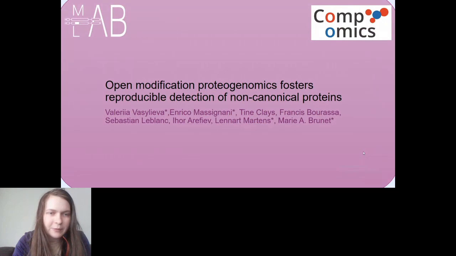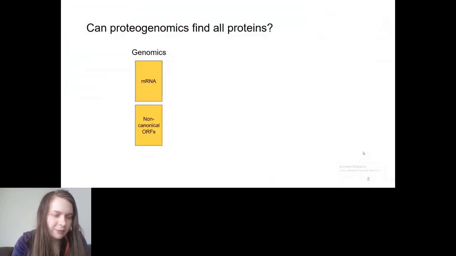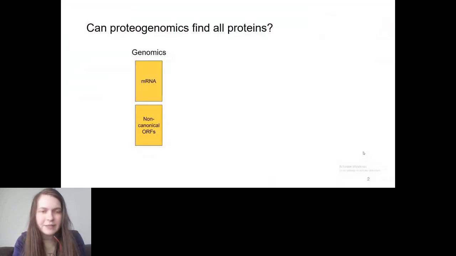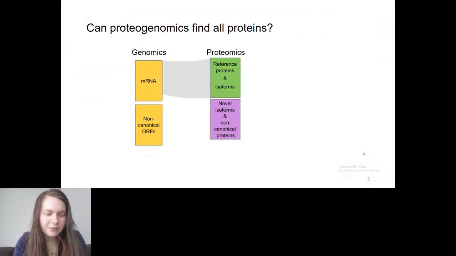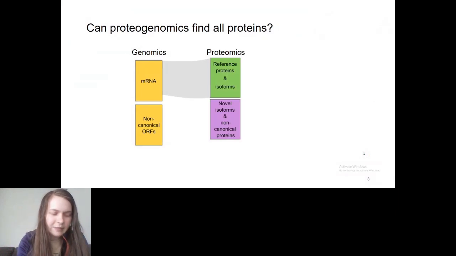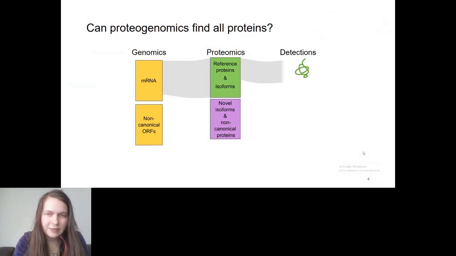I'm going to talk about open modification proteogenomics that fosters reproducible detections of non-canonical proteins. As we all know, the traditional method for detecting proteins in complex samples is shotgun proteomics. In a typical experiment, the database of annotated protein coding sequences is plugged into the search, and the identified proteins are the set of the initial database with a couple of variable modifications.